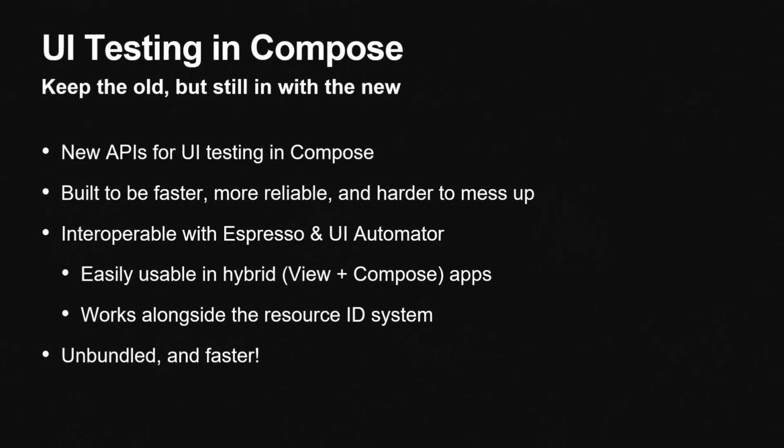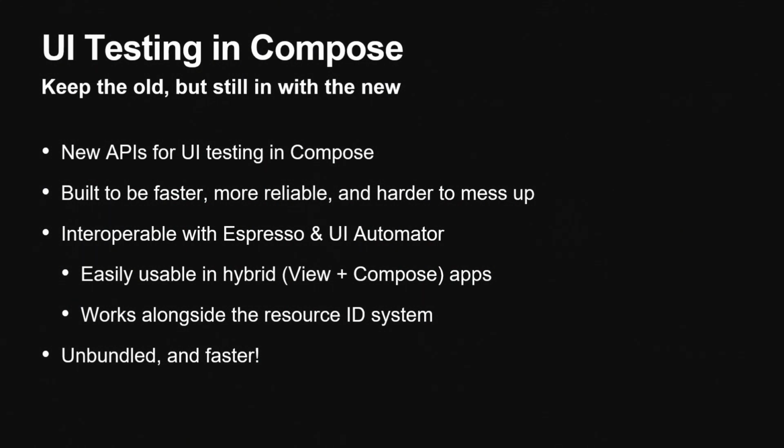But the team at Google are wary that not a lot of apps out there are entirely Compose-based. So these tools need to be interoperable with the things that are already there, so Espresso and UI Automator. They're easily usable inside hybrid apps, so you can run these testing frameworks alongside Espresso, and you can even make use of it in UI Automator land through semantics.